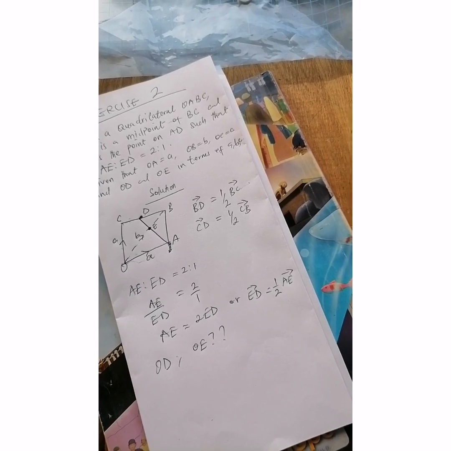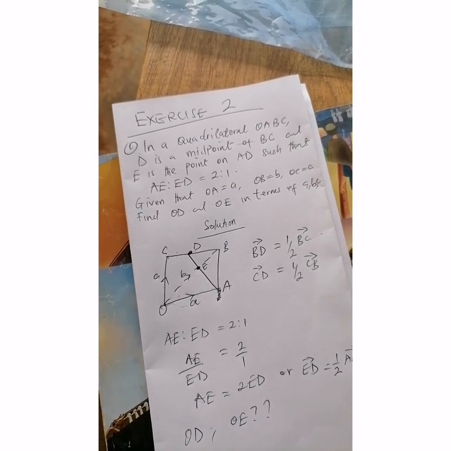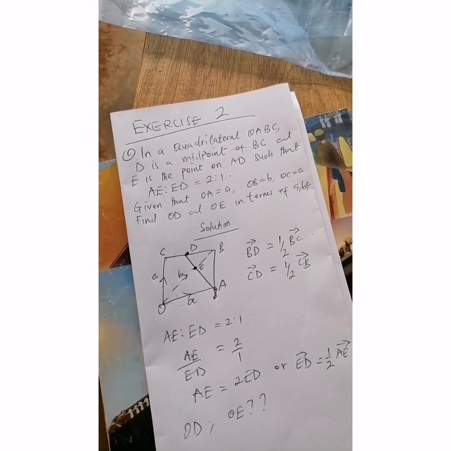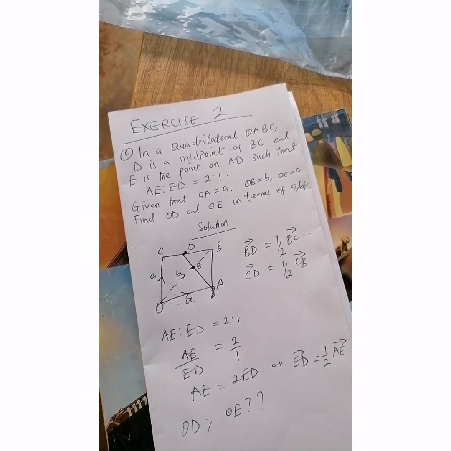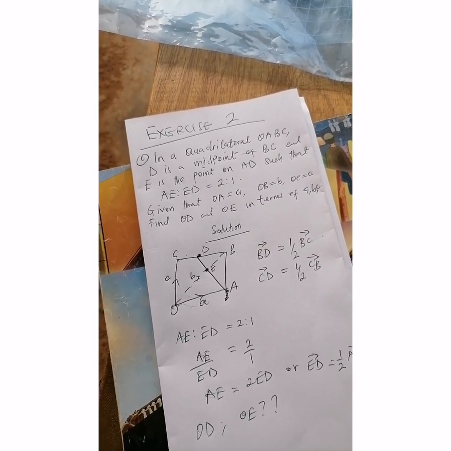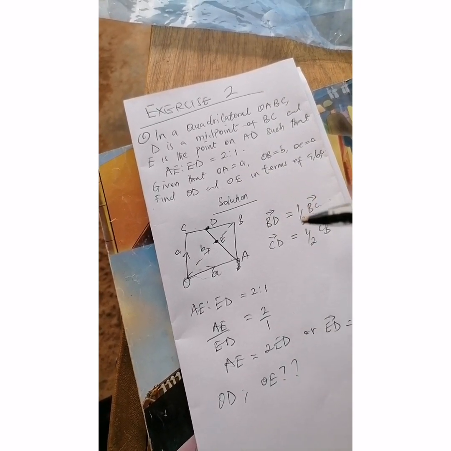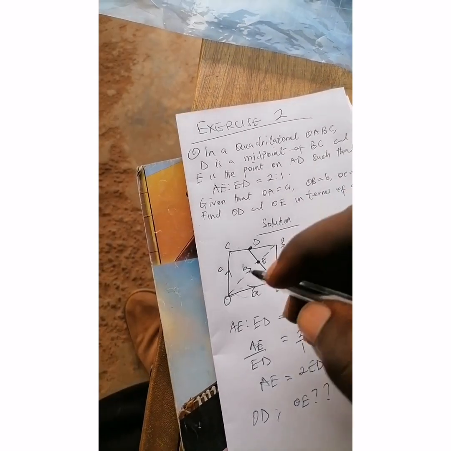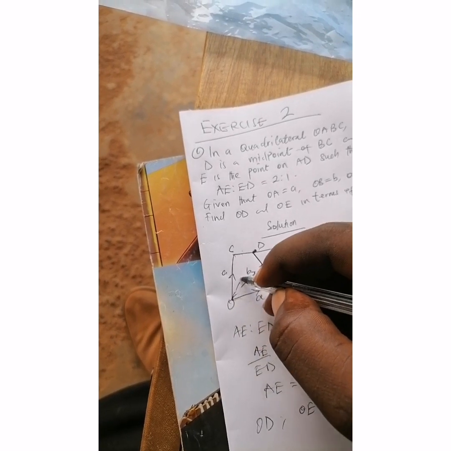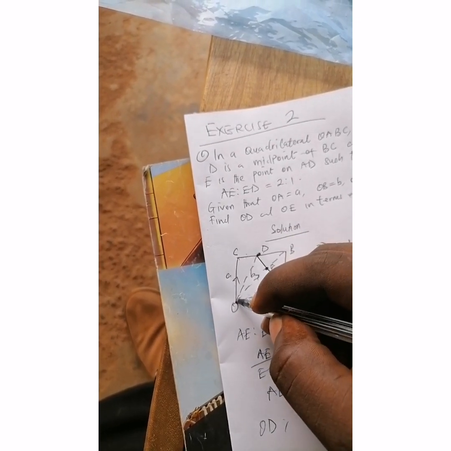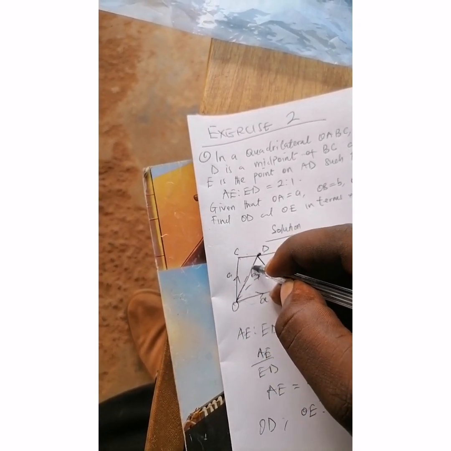I hope you guys are following. Right. So now we are coming to actually solve the question. So we want to find the vector OD. Now from the graph, it will be easier to connect O to D so that you can know the movement of OD and know how to write it in terms of A, B, and C. So this is the line OD, right?